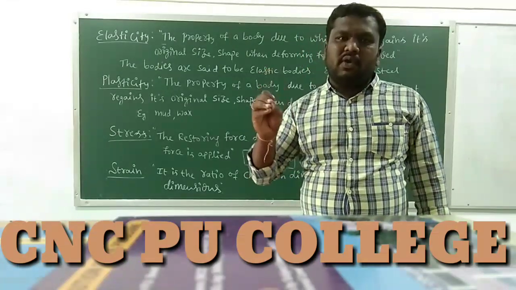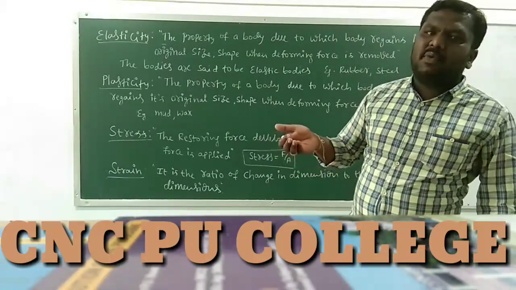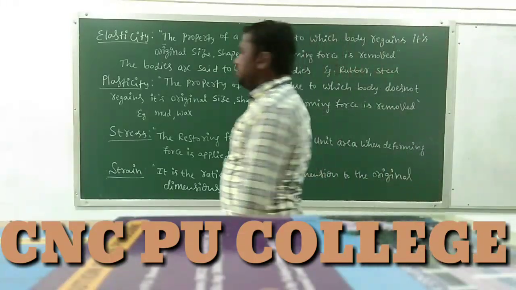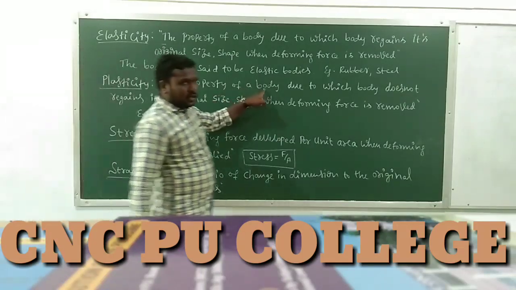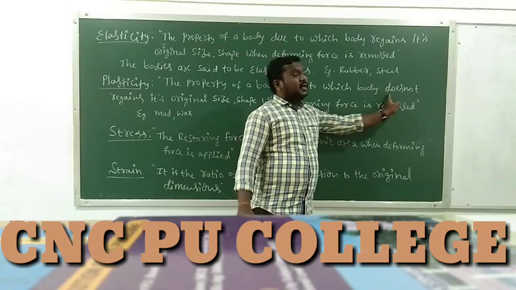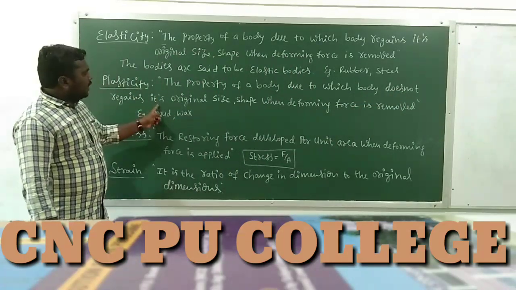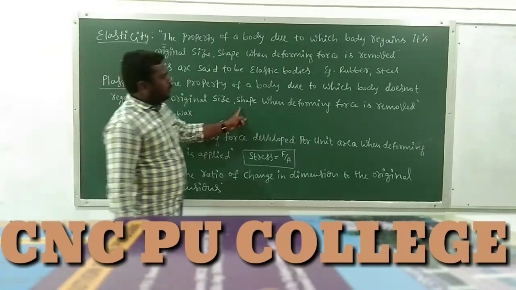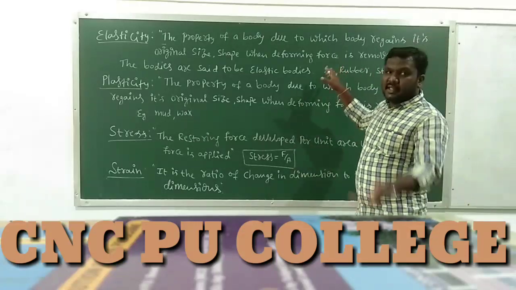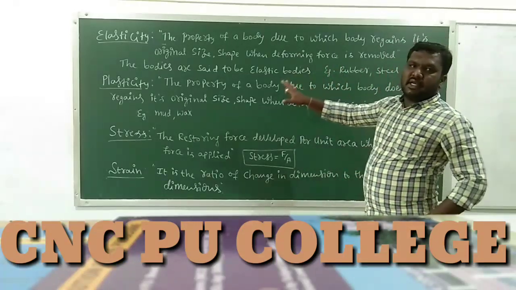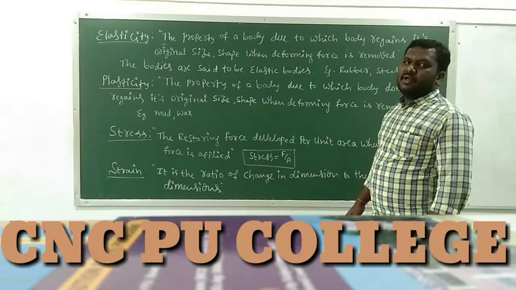Such a property of a body is called plasticity, and those materials which exhibit that property are called plastic bodies. The definition of plasticity: the property of a body due to which the body does not regain its original size and shape when the deforming force is removed. It does not regain its original size and shape even after removal of the applied deforming force.